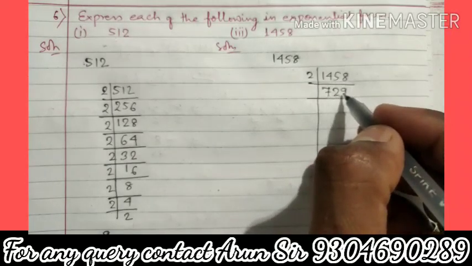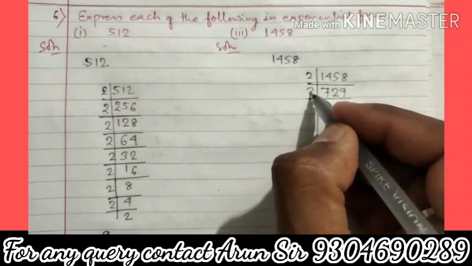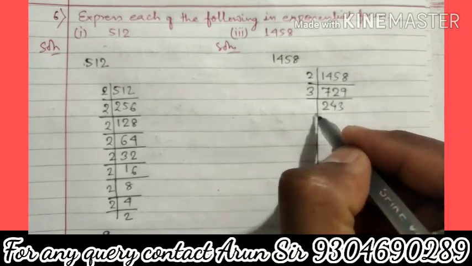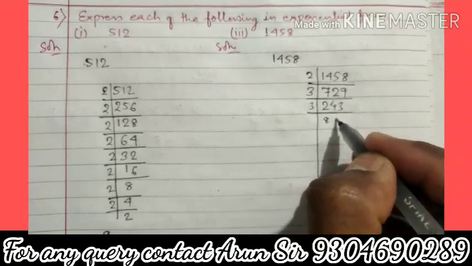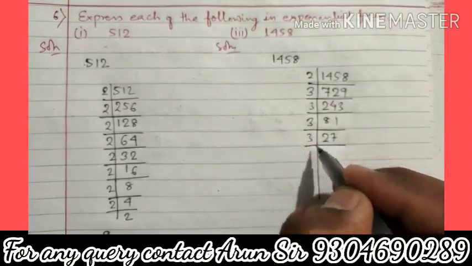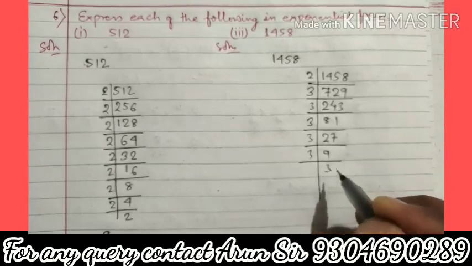Now it is not divisible by 2. It is again divisible by 3. 3 2 ja 6, carry 1, 3 4 ja 12, 3 3 ja 9, 3 8 ja 24, 3 1 ja 3, 3 2 ja 6, 3 7 ja 21, 3 9 ja 27, 3 3 ja 9.